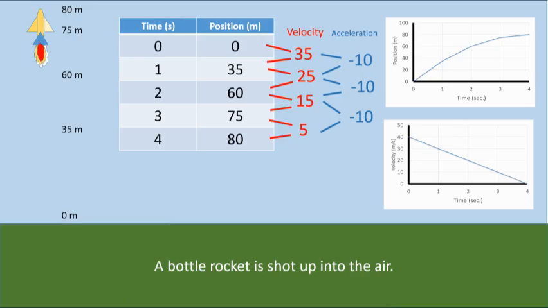Okay, so a positive velocity and a negative acceleration will always give us a slow down. It'll be a slow down as the object moves away from the reference point.